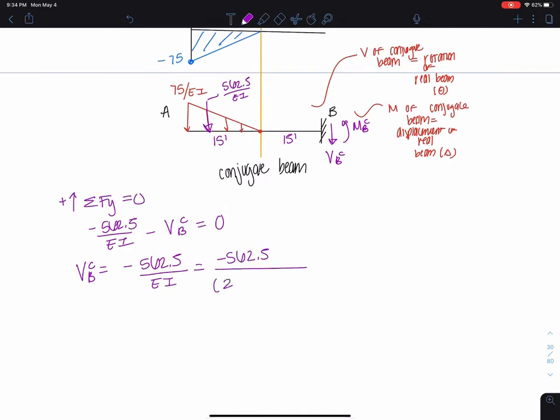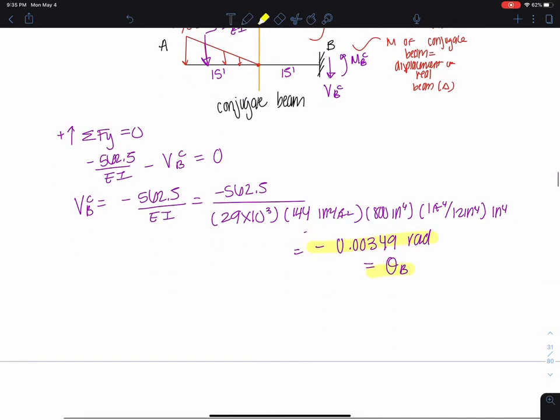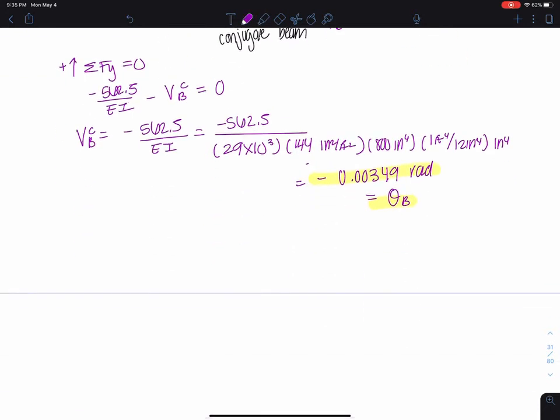Now let's plug in 29 times 10 to the 3 times 144 for the conversion, times 800 inches to the 4th times 1 foot 4th over 12 inches to the 4th. And that equals negative 0.00349 radians, and this is theta at point B on the real beam, because it's the shear on the conjugate beam.